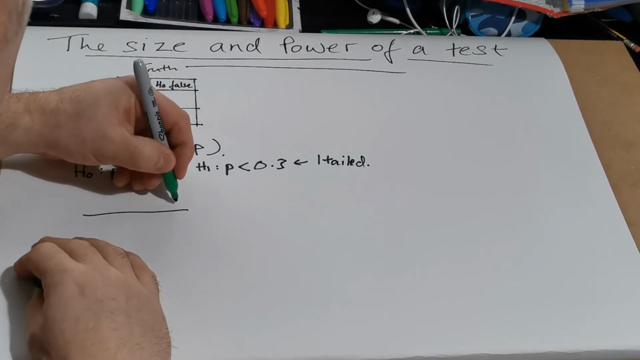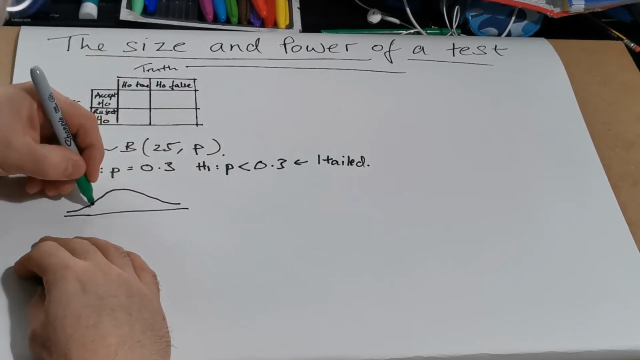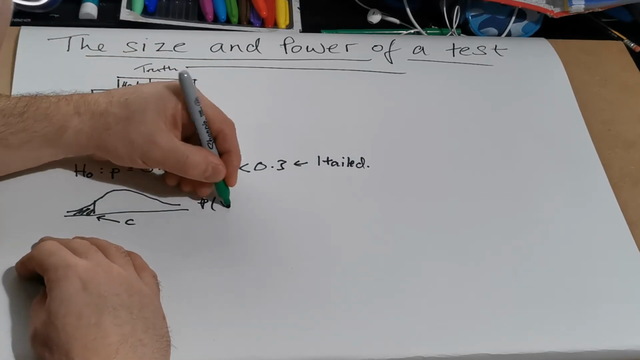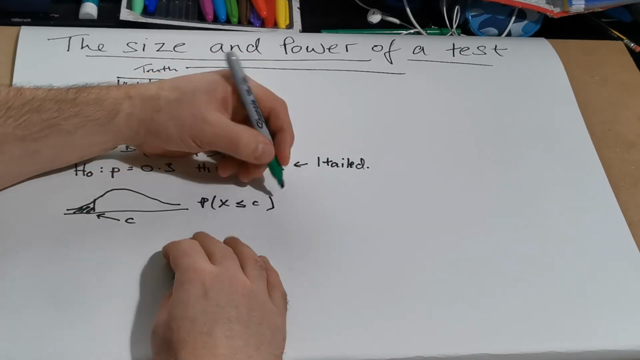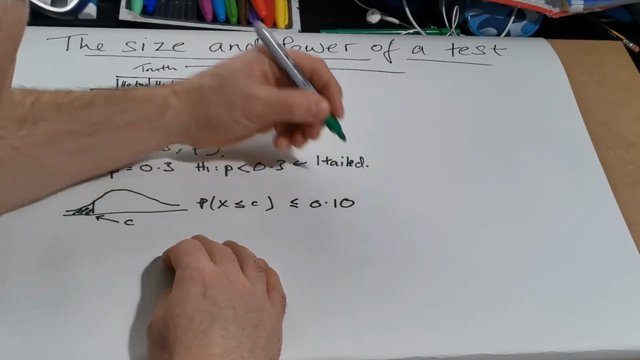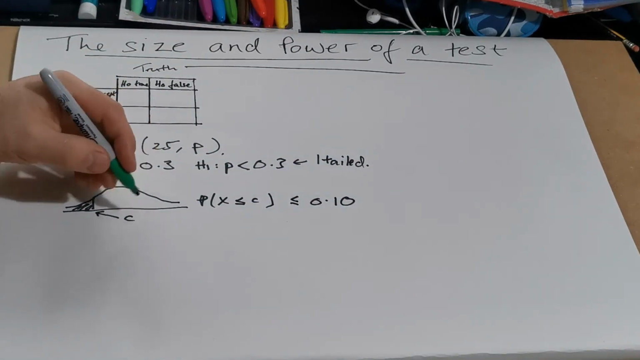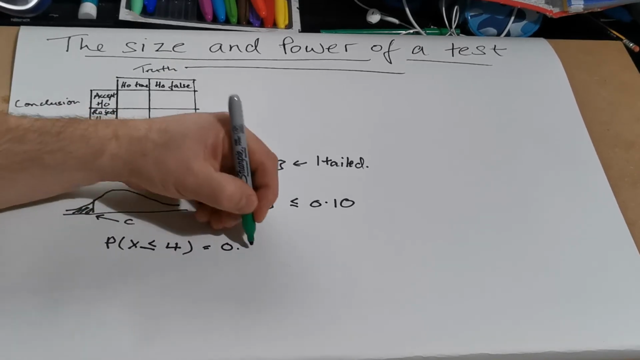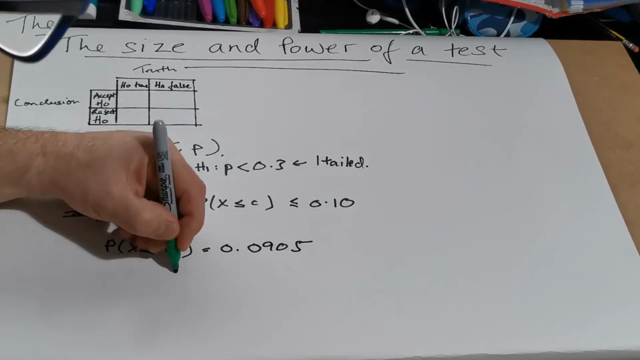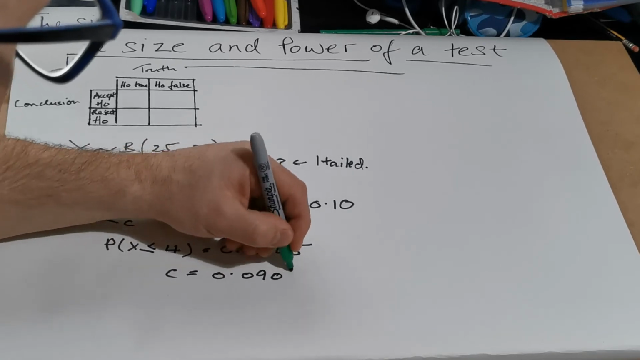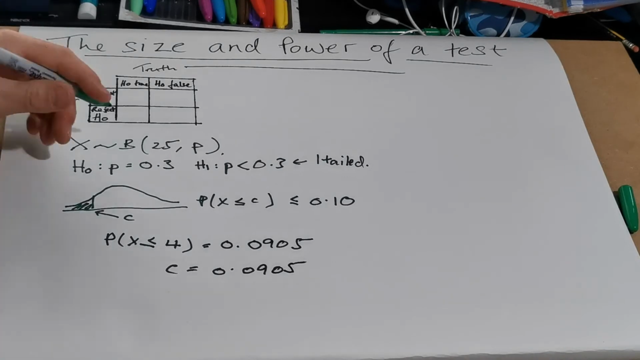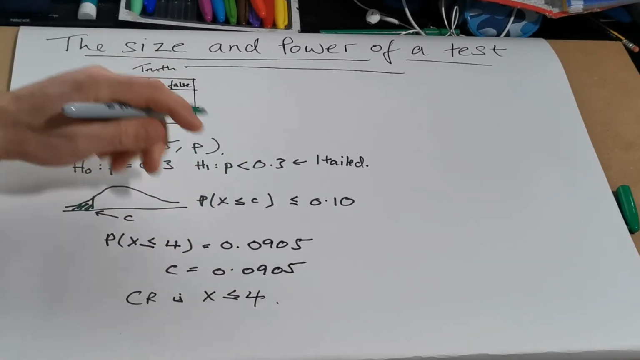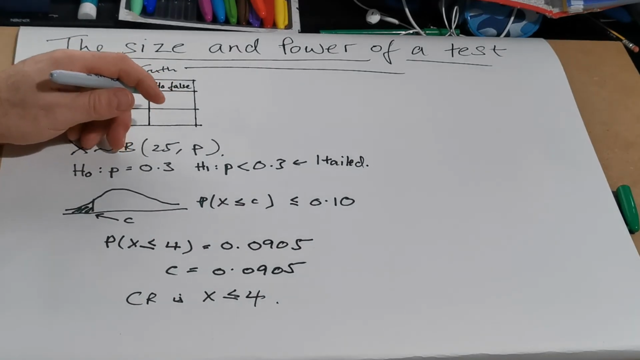So what we're looking for is, because it's less than, we're looking for this bit in here. If I were to think about it as a normal curve, and I'm looking for this critical value here, so my probability of x is less than or equal to c is less than or equal to 0.1. If I look at my tables, I can see that the probability that x is less than or equal to 4 is 0.0905. So c is 4, and so that's the critical region. Okay, so that's a start.